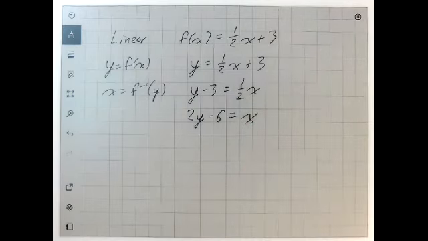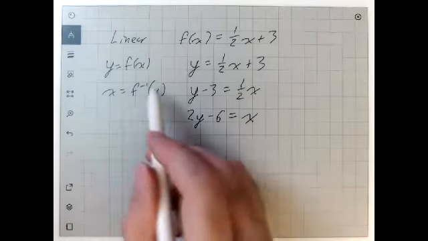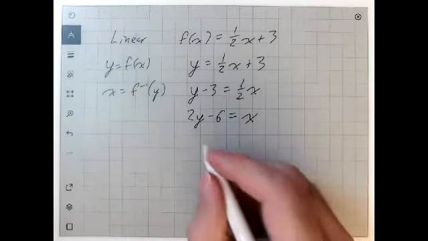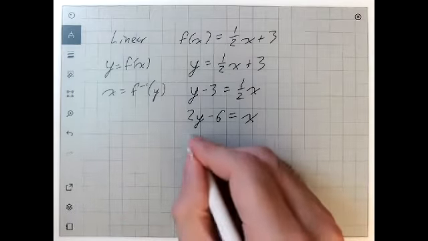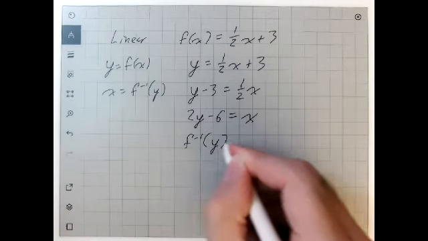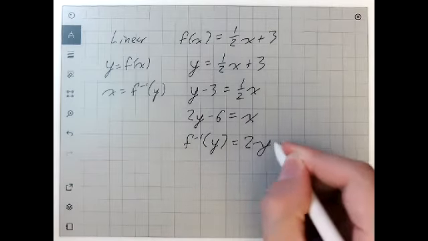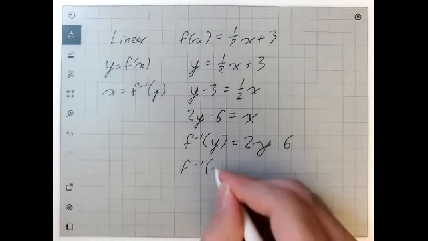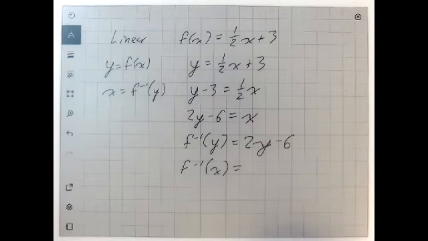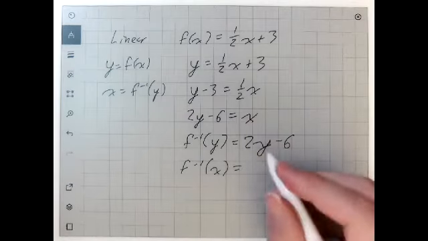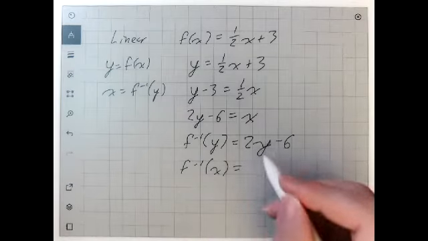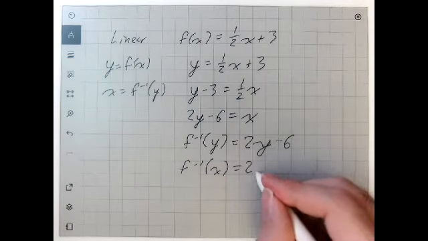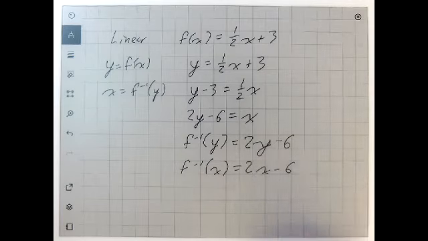The algebra is not too troubling there. I get 2y minus 6 equals x. Or, since x is f inverse of y, I can say this as f inverse of y equals 2y minus 6, and then simply changing variables back to the x, which is traditionally the thing that we take as the argument of the function. Just switch the y with an x, and I get that the inverse function here is 2x minus 6.